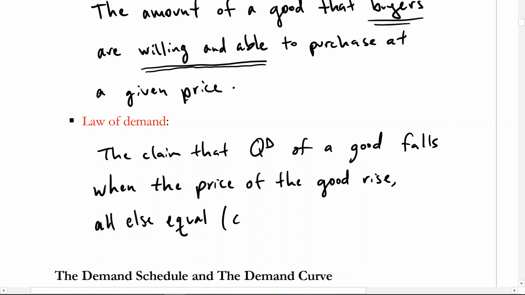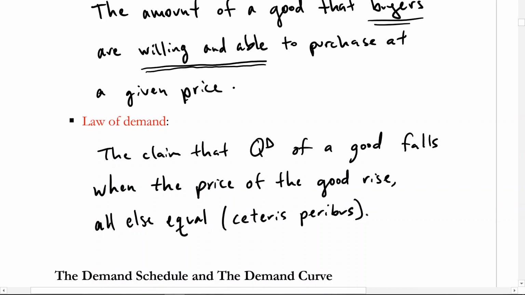And this all else equal bit is also the same as a Latin phrase, ceteris paribus, meaning all else equal. So holding constant everything else, incomes, the prices of other goods, number of buyers and sellers, and so on, if the price rises for a good, quantity demanded follows. Quantity demanded of the good falls. And so this is one of the few what we consider laws within economics that holds almost all the time, not only within humans, but this even follows within animals.